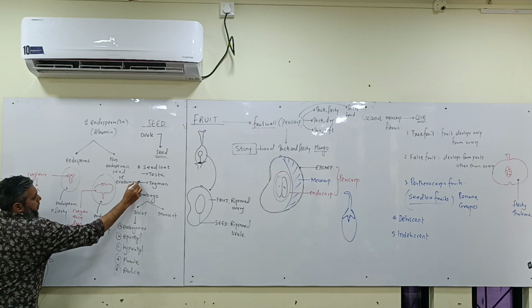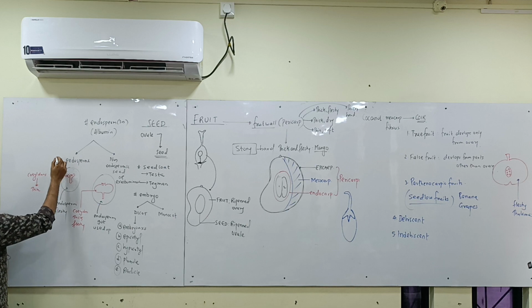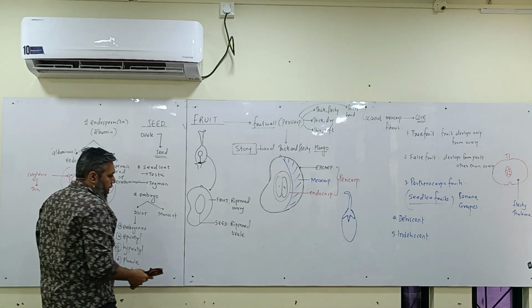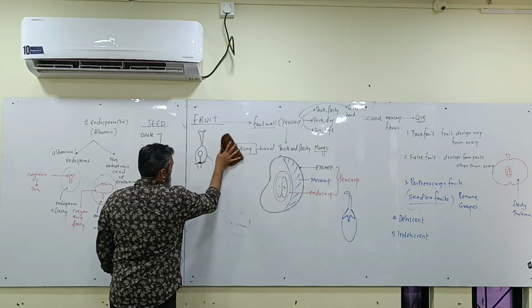ये उसको बोलते हैं ex-albuminous seed, क्योंकि इसको कहेंगे albuminous. तो उसको क्या कहेंगे? Ex-albuminous. समझ आई मेरी बात? Bean, pea are all albuminous. Castor is ex-albuminous. रहेगा याद इतना? पक्का? Then within the seed there is an embryo.